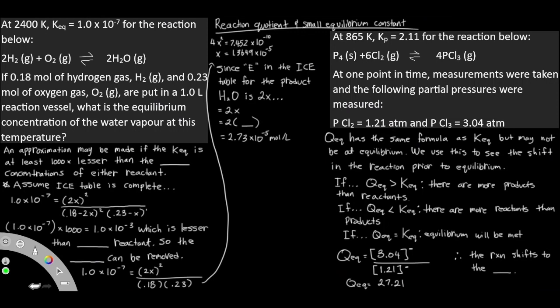Reaction quotient and small equilibrium constant. Let's have a look at this question over here. We have to put an ICE table because we have moles over here, we have liters over here, so I'm going to put them in molar concentration, create an ICE table, and then you end up getting an expression, right?